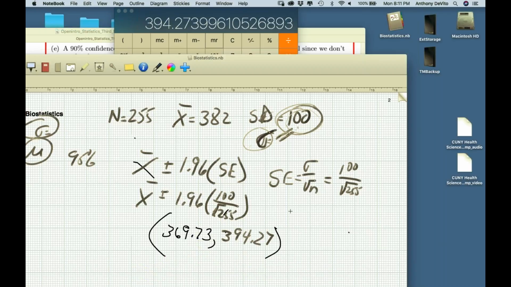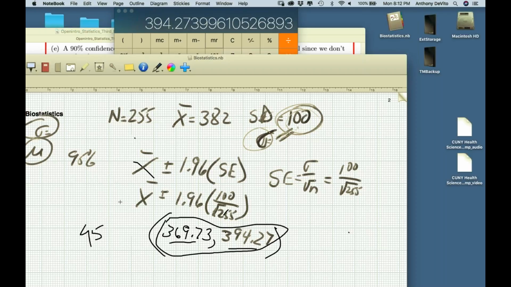So what do we have here? We're 95% sure that the true average for all Hunter students of how much they spent on textbooks, and there are a lot of Hunter students. Counting undergraduates and graduates, isn't there something like 20,000 students? We couldn't sample all of them, but we did sample 255. So the true population mean for all 20,000 students is between $369 and $394 that they spent on books. That's our 95% confidence interval for the true mean.